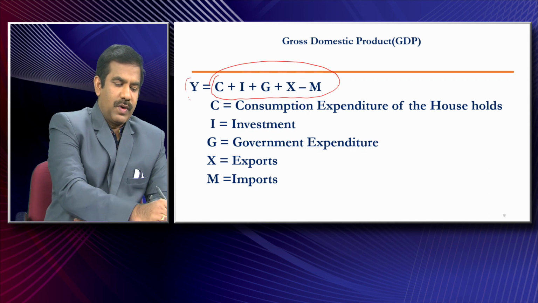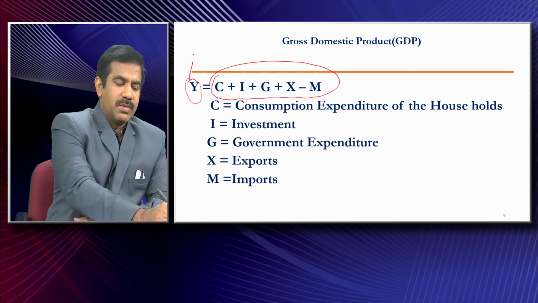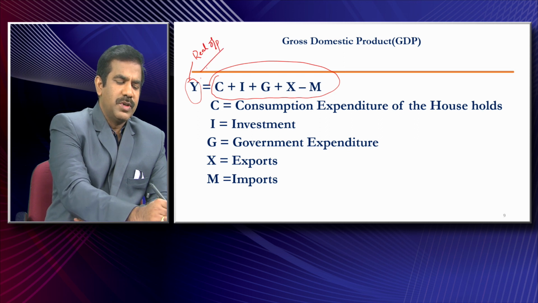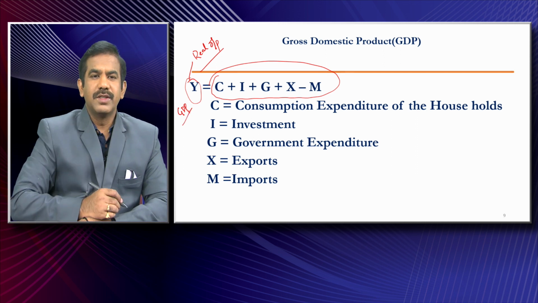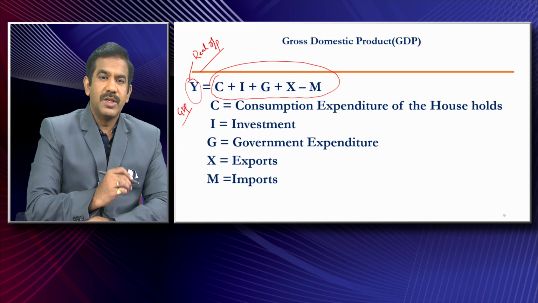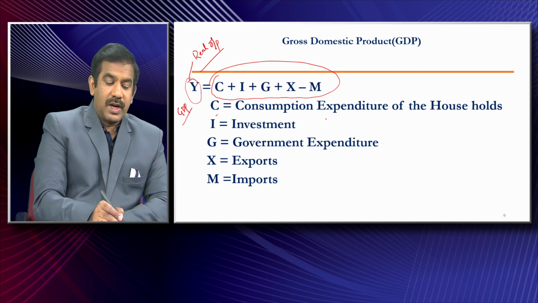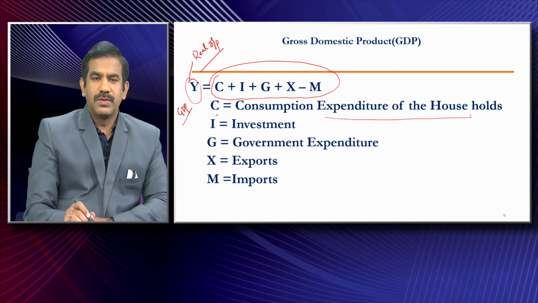If you look at Y, you could call this Y the national income or the real output of a nation. Or simply speaking, if you are getting confused, you could say Y represents GDP. And how would you compute the GDP? Using this very simple formula: C plus I plus G plus X minus M. And what does C correspond to? Consumption expenditure of all the households.